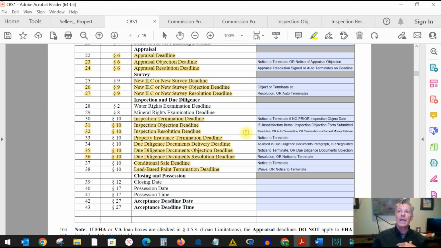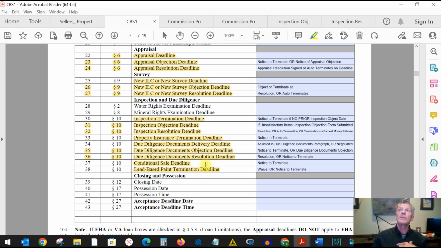And if you can work out stuff, you're going to put the final resolution to this into a separate form, inspection resolution deadline. And when are you going to do that by? At least by or before the date and time in here. And if you can work out stuff and everybody's happy, you attach that to the original contract and the seller goes to work getting things done.